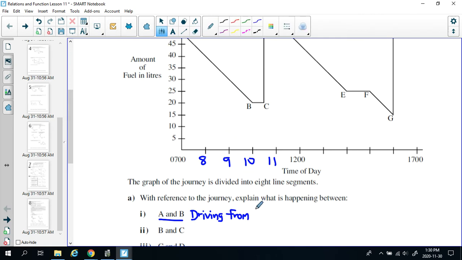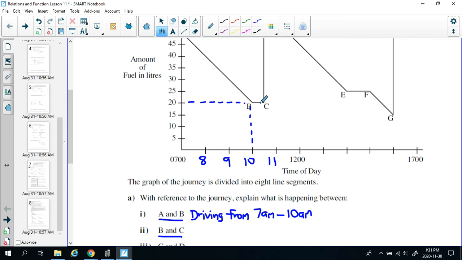Okay, so we're driving from 7 a.m. to, and if you look up at the graph here, point B ends there. So we're driving from 7 a.m. to 10 a.m. And we have a decrease in our fuel consumption at that point. Okay, now from B to C, you'll notice that the fuel consumption isn't changing. The fuel consumption from B to C is actually just sitting there at 20 liters in the gas tank.